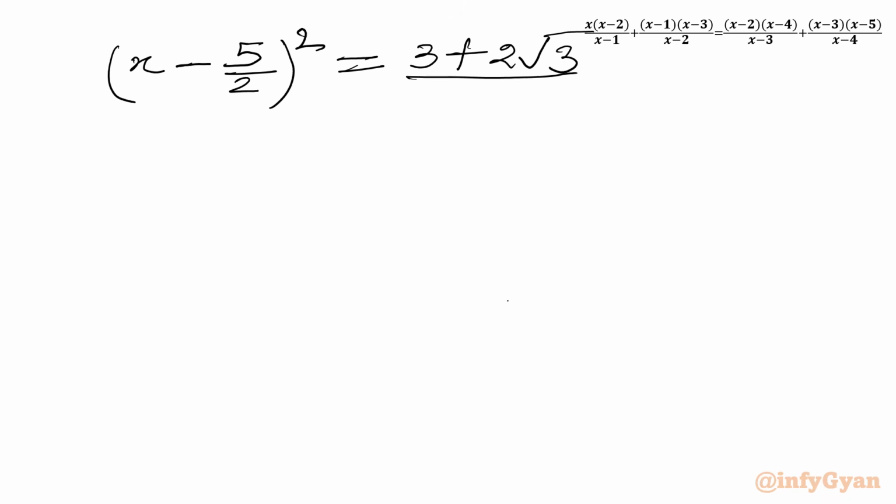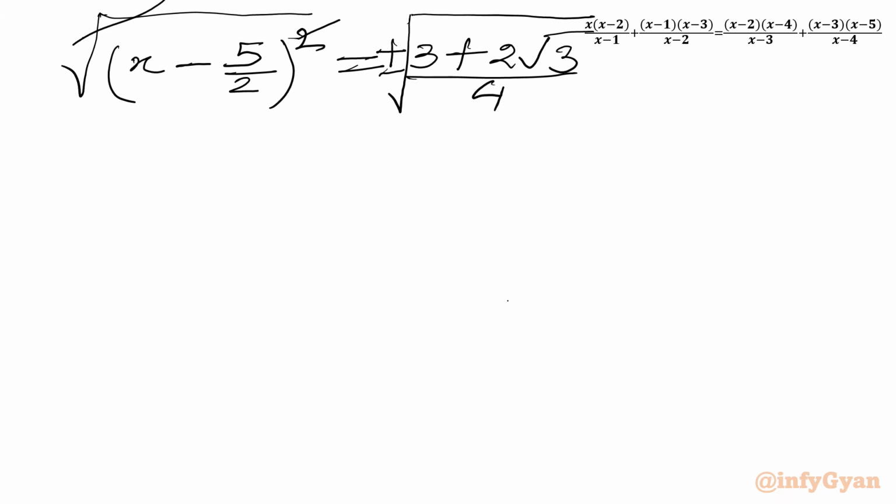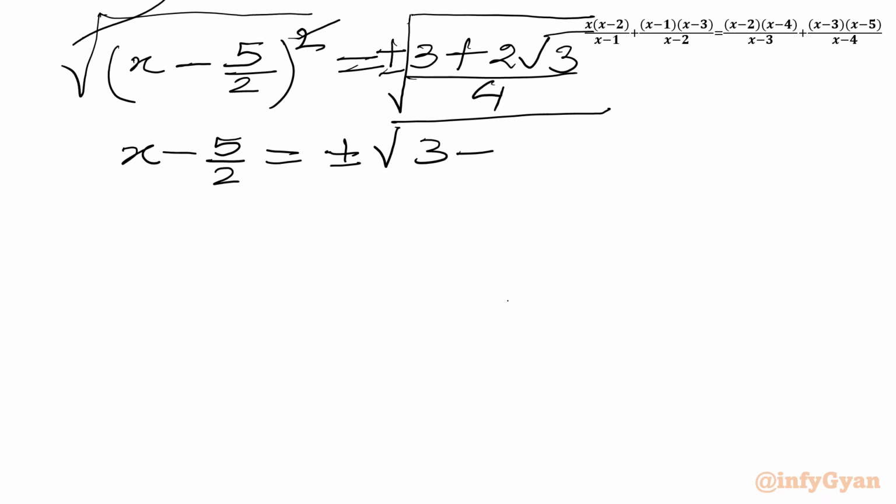Now we will take square root both sides. So we will put square root sign over here. We will put square root sign over here with plus minus. So square root and square will get over. We will write x minus 5 over 2 equal to plus minus square root of 3 plus 2 root 3, and denominator is square root 4, so we can write 2.